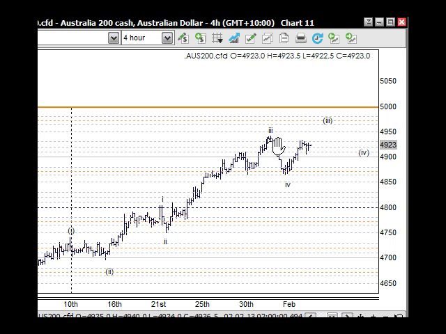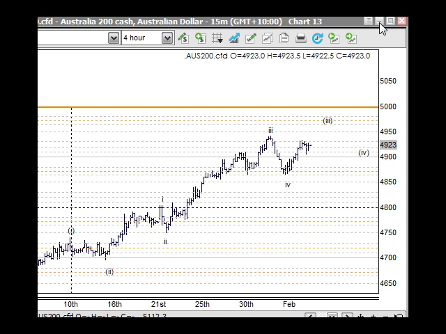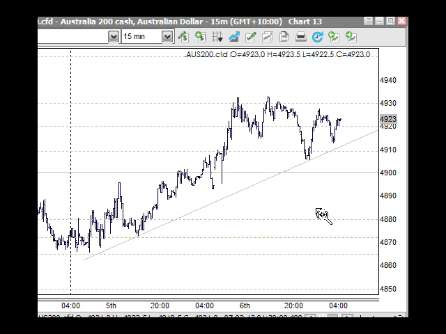But I just don't know how large this swing is going to get, because I'm not quite sure if that E-wave on the S&P 500 is actually complete here. This is just a 15-minute chart on the ASX 200 CFD. While it's above this trend line here, you can stay long.